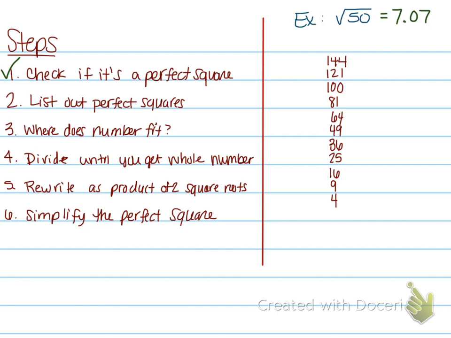My second step is I'm going to list out all my perfect squares. So I have the same list that we made on the front. If you do not know how to make this list, re-watch that first part again. I'm now going to ask myself, where does this number 50 fit into my list? And I notice that 50 fits right in between 64 and 49.